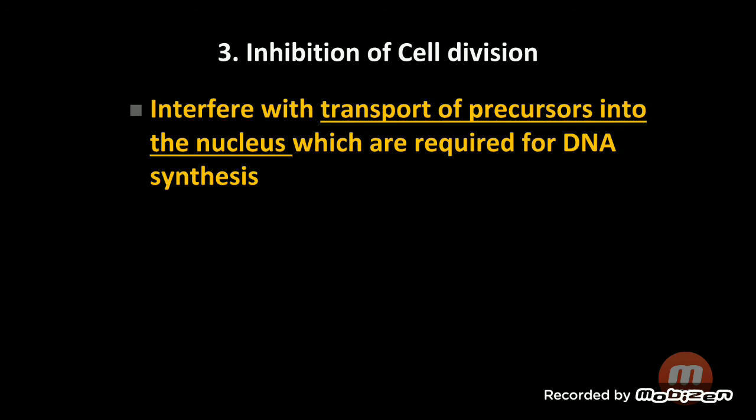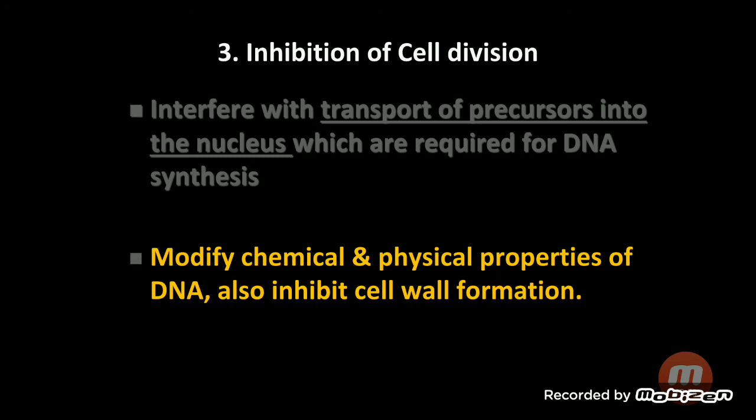Inhibition of cell division, third. Some interfere with the transport of precursors into the nucleus, which are essential for DNA synthesis. DNA synthesis is essential for cell division, and transport of precursors into the nucleus is affected by the herbicides. So, herbicides do not allow the precursor transport. That is why cell division does not take place, DNA synthesis does not take place.